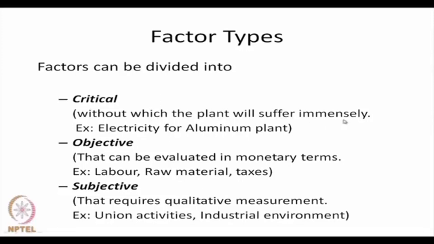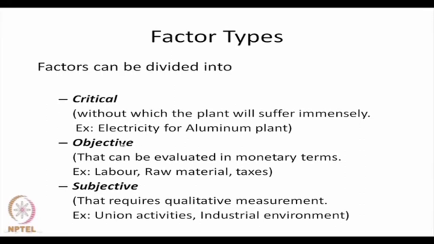Another type of classification of factors which is usually used when we evaluate the location is that a factor can be a critical factor, an objective factor, or a subjective factor. Now, a critical factor is one without which the plant will suffer immensely. For example, for an aluminium plant, the requirement is a high amount of power. So, if a power source is not available, an aluminium plant cannot exist there. It is a critical input, or critical factor, for setting up an aluminium plant. So, one has to consider the nature of the product or service that the business would like to give, and what is the most important factor without which the plant will suffer greatly. That is considered the critical factor.